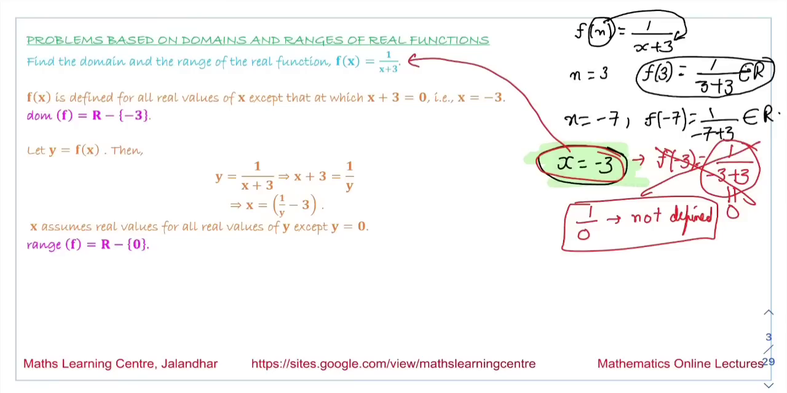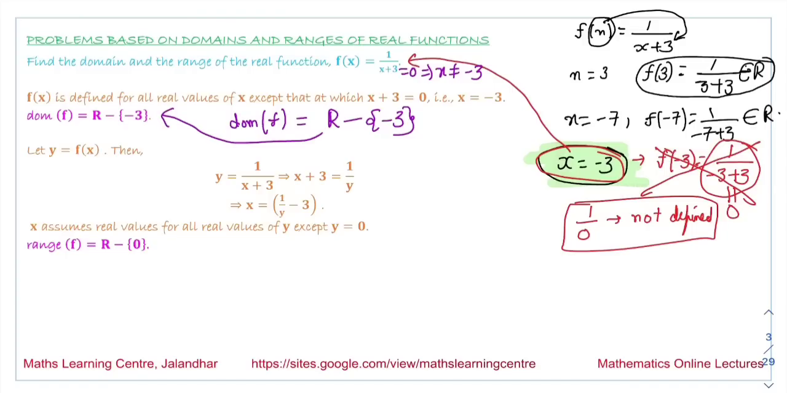This is a rational function, and we know that rational functions are not defined at the points where the denominator is equal to 0. It means x should not be equal to minus 3. So the domain of this function f is equal to all real numbers except minus 3. This is the domain of this function.